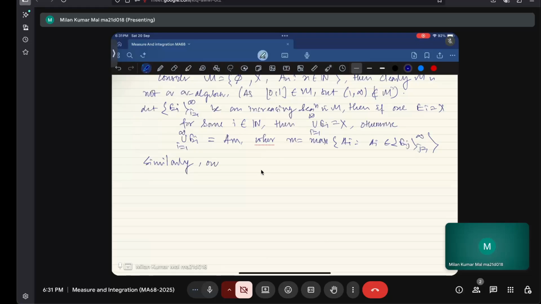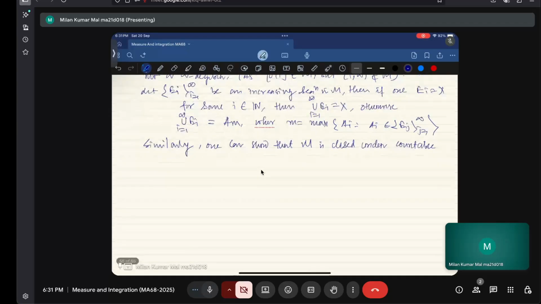Okay, so now similarly, one can show that script M is closed under countable decreasing intersection. Okay, this is what it is. Now we will be looking at another problem.